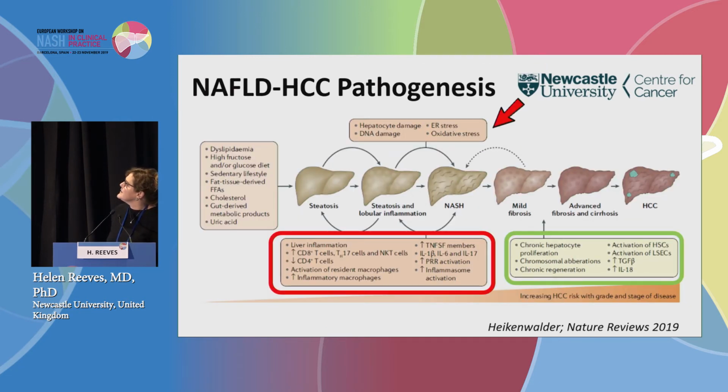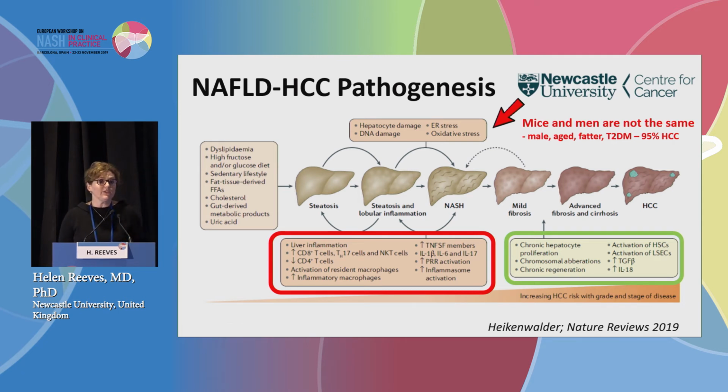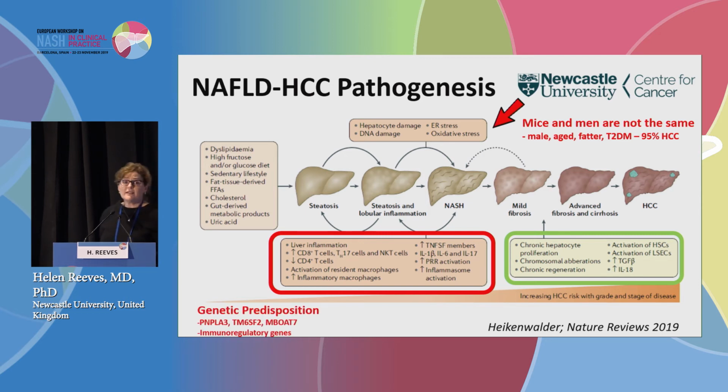So if we come back to our figure of NAFLD pathogenesis, this is all very nice, but actually mice and men are not the same. In this study, we took male mice, we aged them, they got fatter, they got diabetes, and they all got liver cancer. In the real world, in humans, this doesn't occur. You get fibrosis and cirrhosis and cancer in about 20% of NAFLD patients. If you don't get cirrhosis, the percentage of patients getting cancer is less than 1%, and it's probably all about the genetic predisposition.